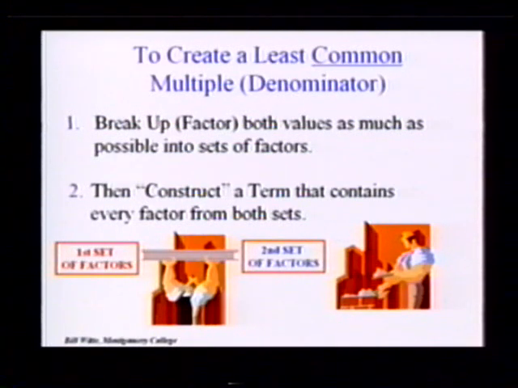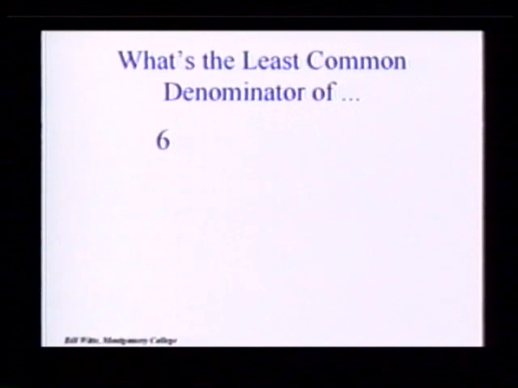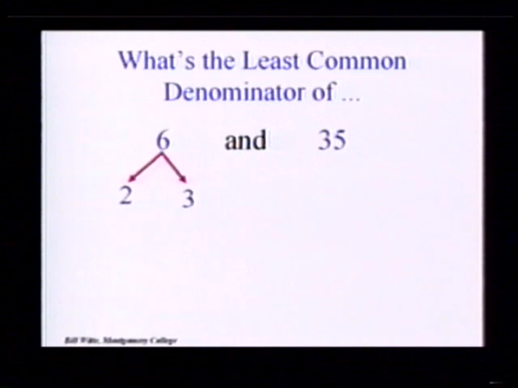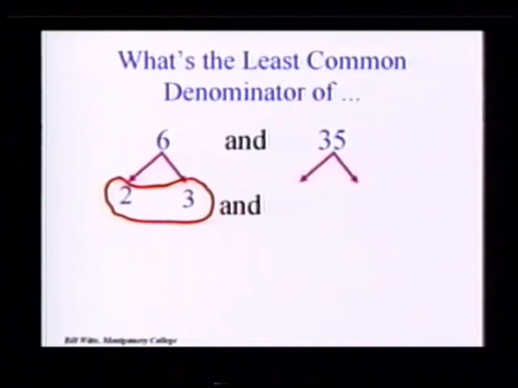Okay, we want it to be small, so we're not going to have it contain any more, but at least that much. We're going to construct it. Allow me to demonstrate. Let's take a look. What is the least common denominator of 6 and 35? Well, let's break 6 up. That's as far as he'll go. That's his prime factorization. Let's break 35 up. 5 and 7. Okay, that's it. That's all prime as well.